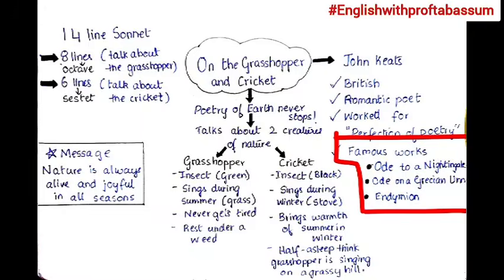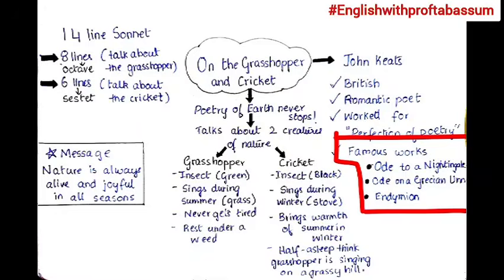His third poem is Endymion. Endymion is about a young shepherd who goes on a journey to find perfect love and beauty, and this was his longest poem. So, this was all about John Keats, students, and now let us move on to the poem on the grasshopper and cricket.